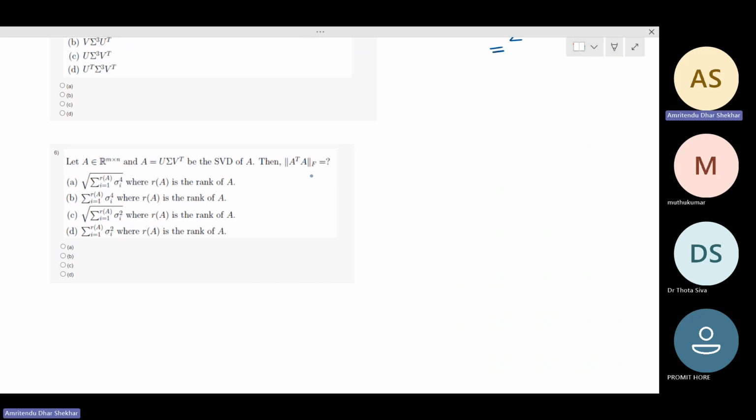Yeah, this is a fairly easy problem. From the definition of SVD, the singular values themselves are the eigenvalues of A transpose A, right?